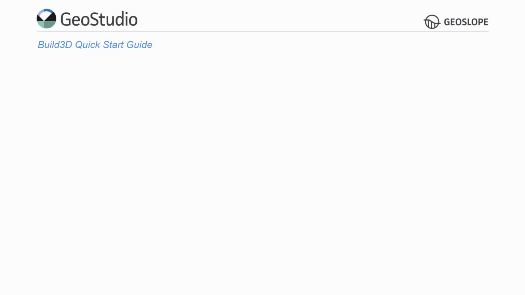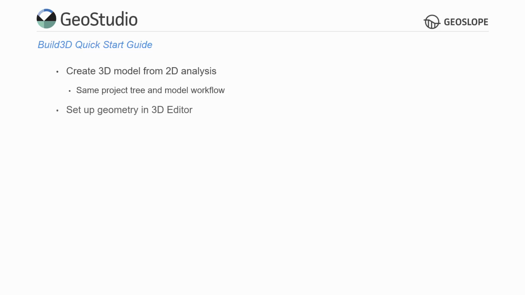This video demonstrates how to create a three-dimensional model from an existing 2D analysis using the same project tree format and model workflow as two-dimensional GeoStudio models. We will set up our geometry in the new 3D editor, offering feature-based geometry design. The main features highlighted in this video are extrude, cut, and merge.